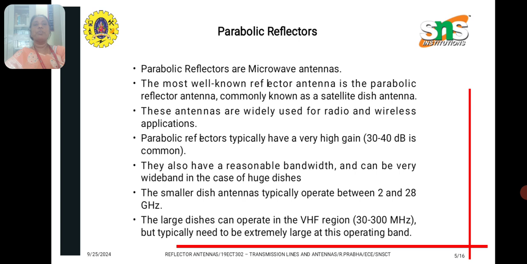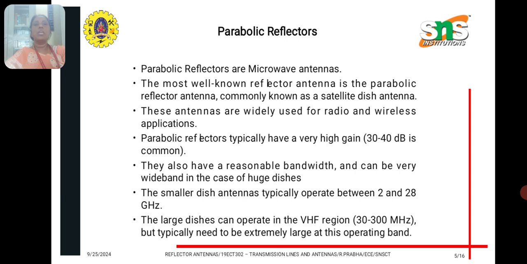It is a microwave antenna. The most well-known reflector antenna is the parabolic reflector antenna, commonly used as a satellite dish antenna. These antennas are widely used for radio and wireless applications. Parabolic reflectors typically have a very high gain, 30 to 40 decibels, and a reasonable bandwidth; a very wide bandwidth can be used, also in the case of huge dishes.